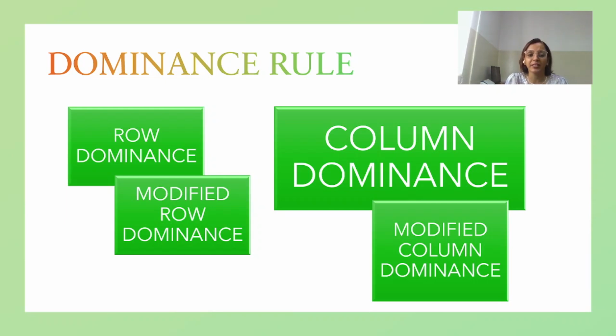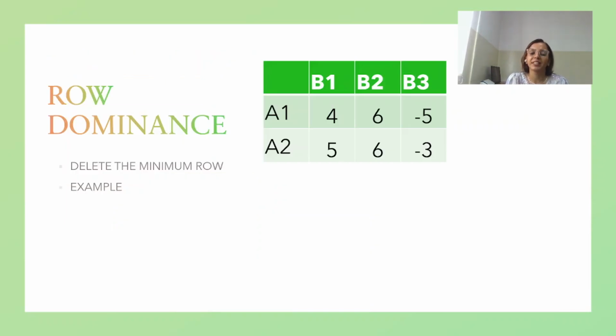Coming to the first category, row dominance, what exactly is row dominance? Please have a look at this matrix. This matrix is 2 by 3. Player A has 2 strategies, A1 and A2. Player B has 3 strategies, B1, B2 and B3. Their payoff matrix is given here: 4, 6, minus 5, 5, 6, minus 3.